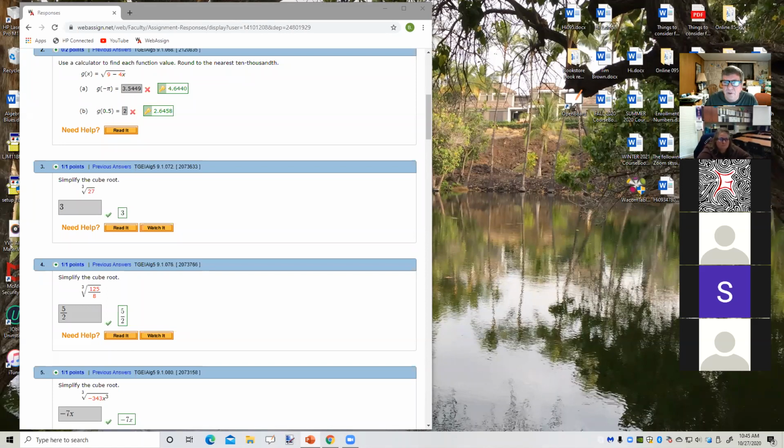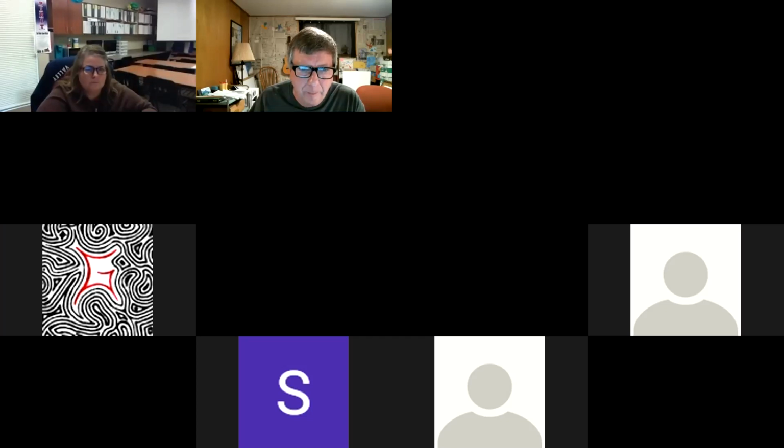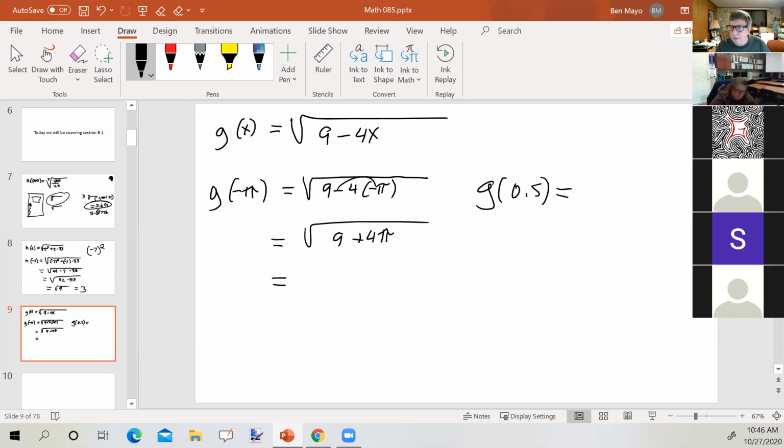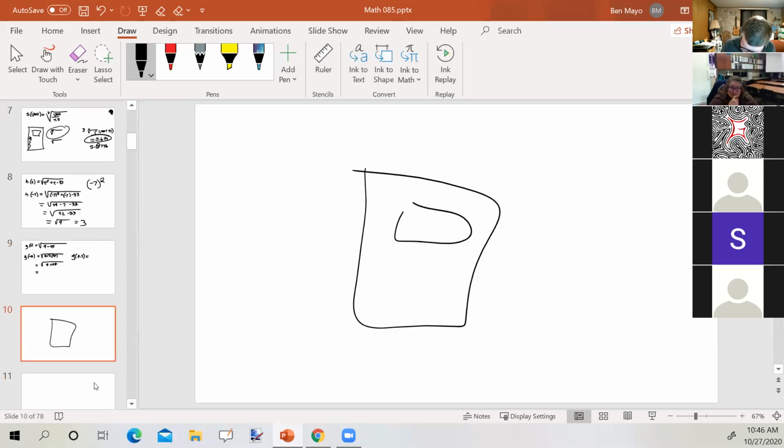Okay, so let's go back here. G of negative pi. Well, that would be the square root of 9 minus 4 times negative pi, which would be the square root of 9 plus 4 pi. Okay, so now on your calculator, you need to find the pi button. Again, if you have the TI-30 whatever kind of thing, I believe that it's over on this side of the screen, somewhere right around there, I think.